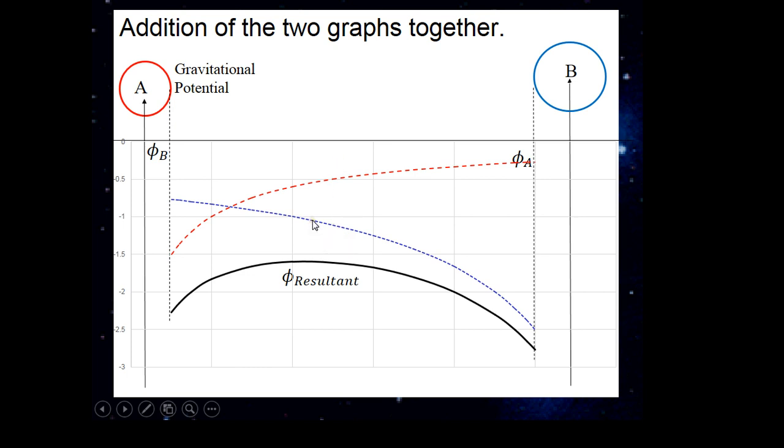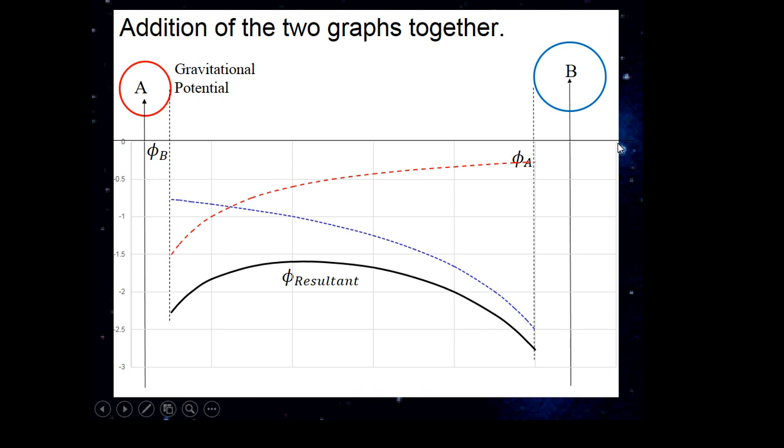So if you look at the gradient here, the blue gradient here, and the red gradient here, one is negative, one is positive, but the magnitudes are about the same. That's where the maximum resultant will be. And that's the point where if you place an object there, it will not move because the potential gradient is 0. But my point for this slide is how to add it together.